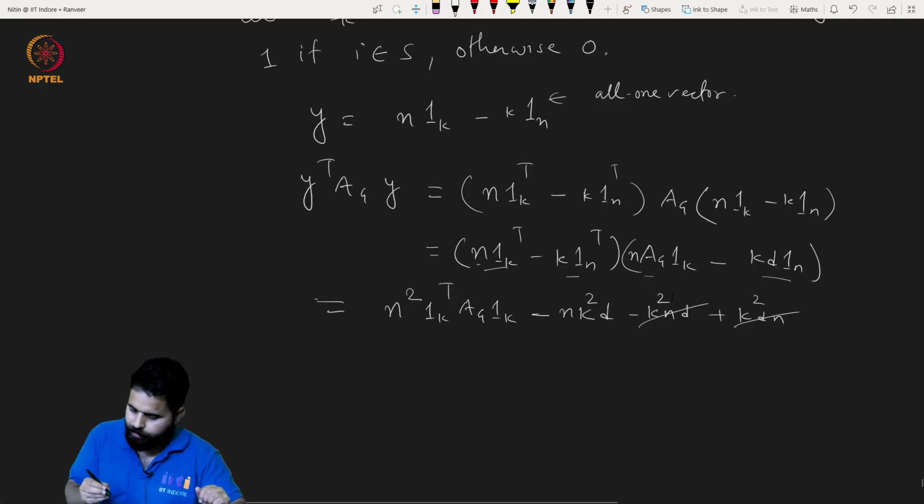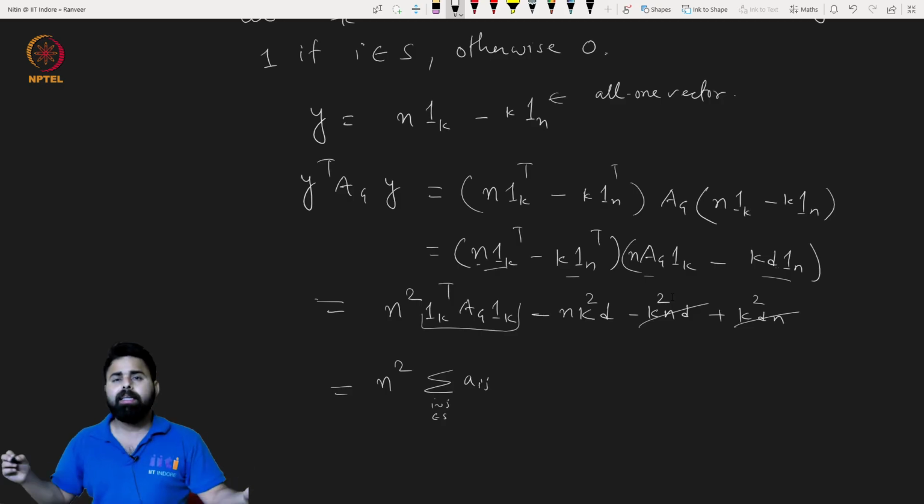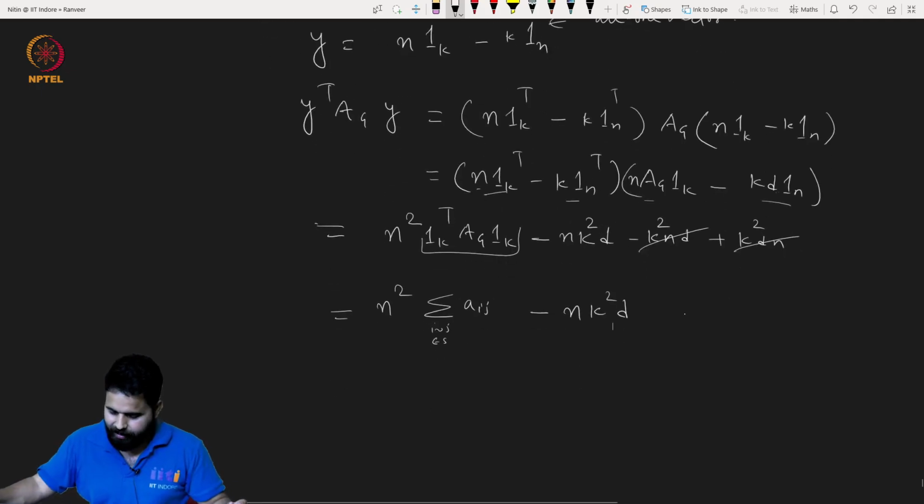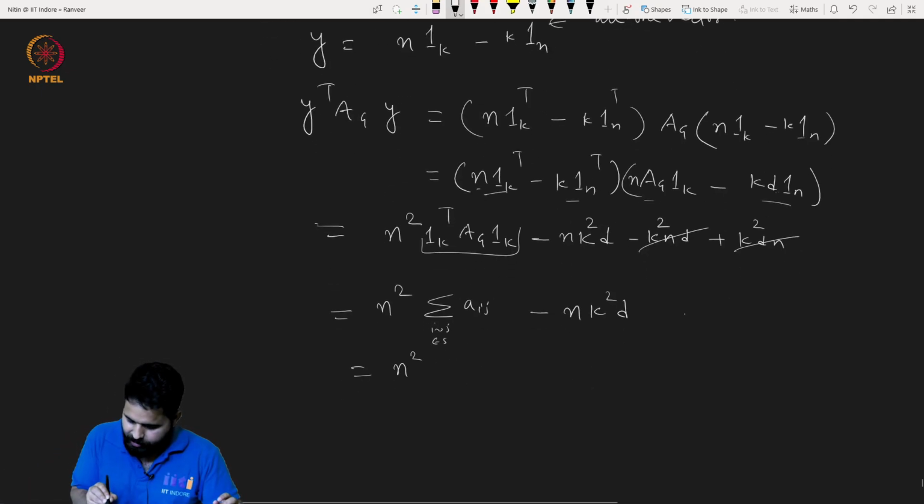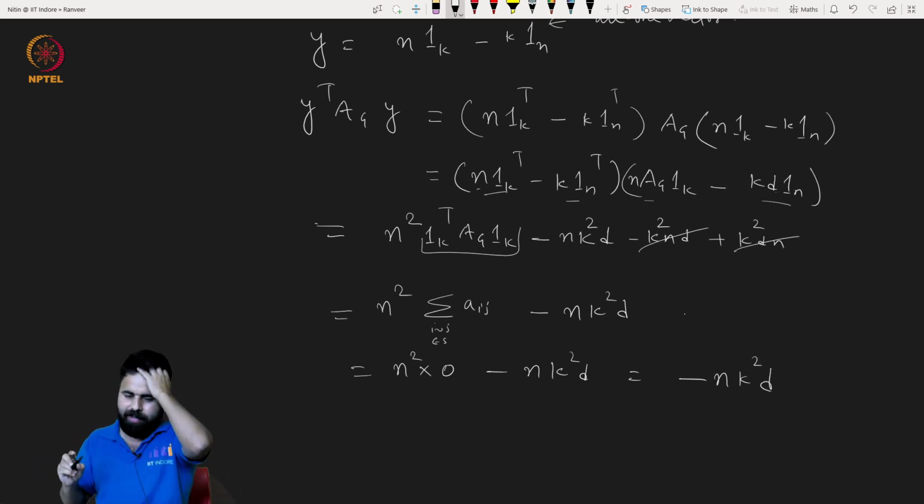Okay, so now this will be equal to... but what will be this quantity? If you see, this quantity is nothing but the summation over i, j, but both i and j belong to S, right? Then A_ij. But there is no edge between any two vertices in S, so this has to go to 0. So in the next line I will write that this is nothing but 0. So this part is n square times 0 minus n k square d, which is equal to minus n k square d. Very good. Very simple term.